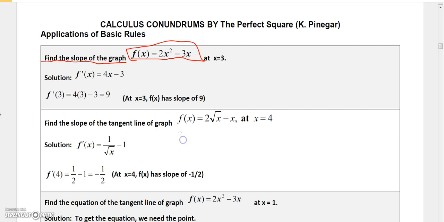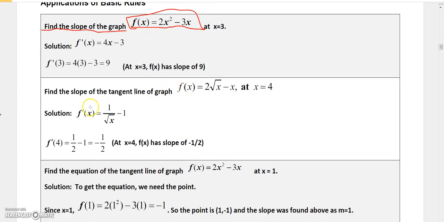Now, the next one, again, this says find the slope of the tangent line of the graph. That's really the same question as finding the slope of the graph, because the tangent line actually represents the slope of the graph. Okay, so again, I give you a function.